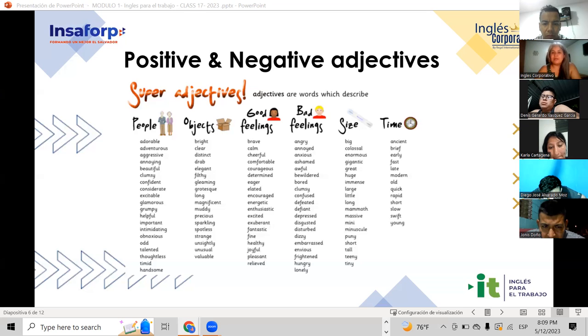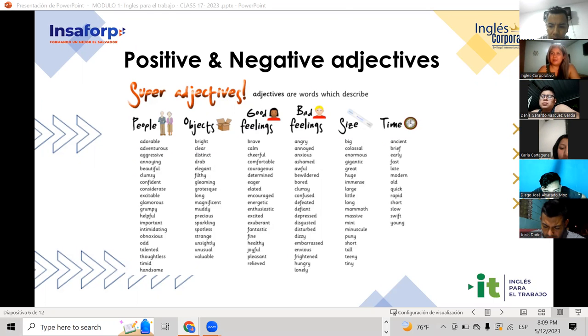Mammoth. Can you? Mammoth. Okay. Massive. What is the meaning of massive? Very large. Massive. Very large in size. Okay, mini, but it's very little, okay? Minuscule. Okay, es muy pequeño.